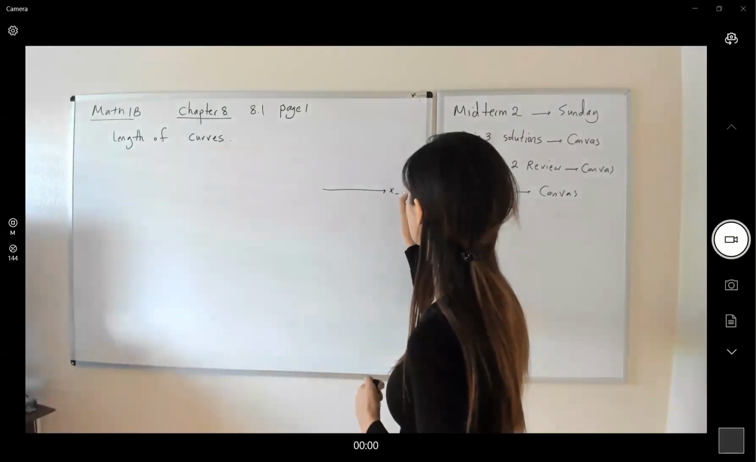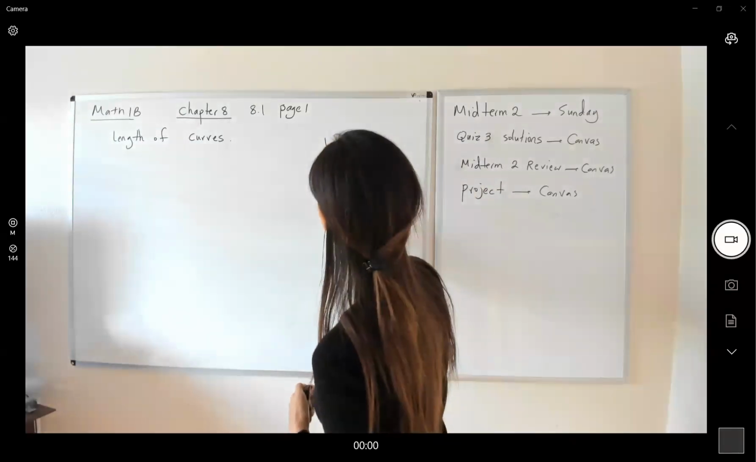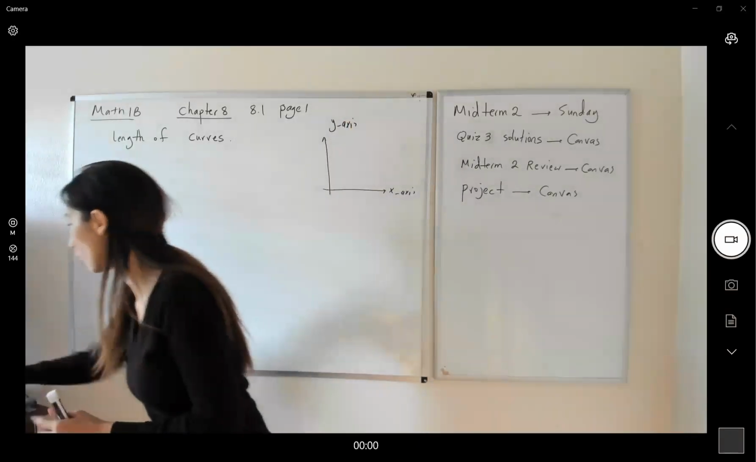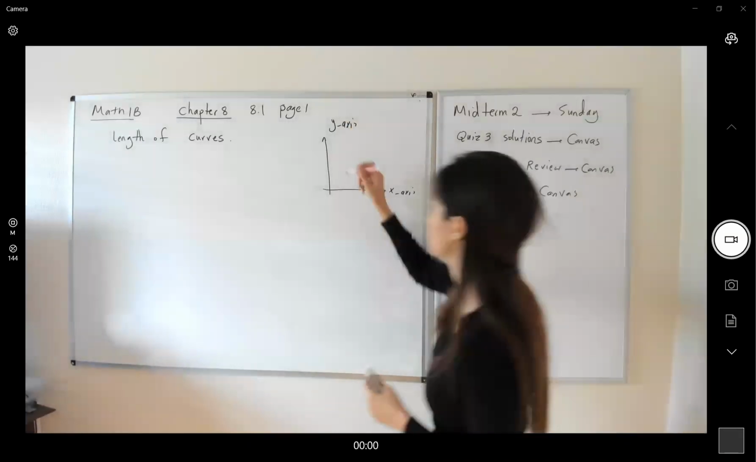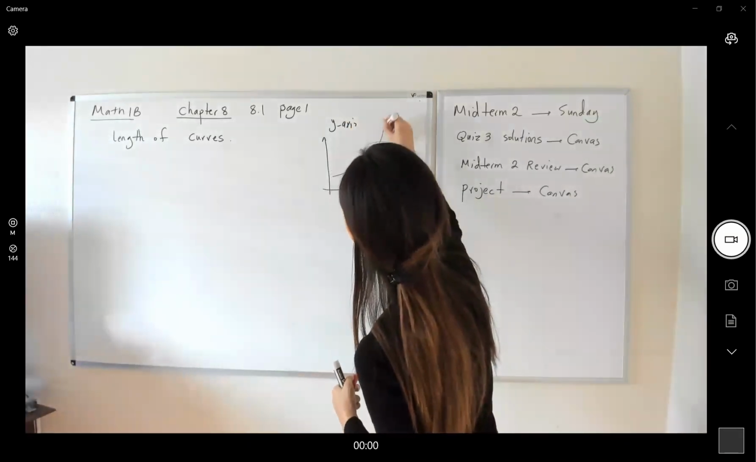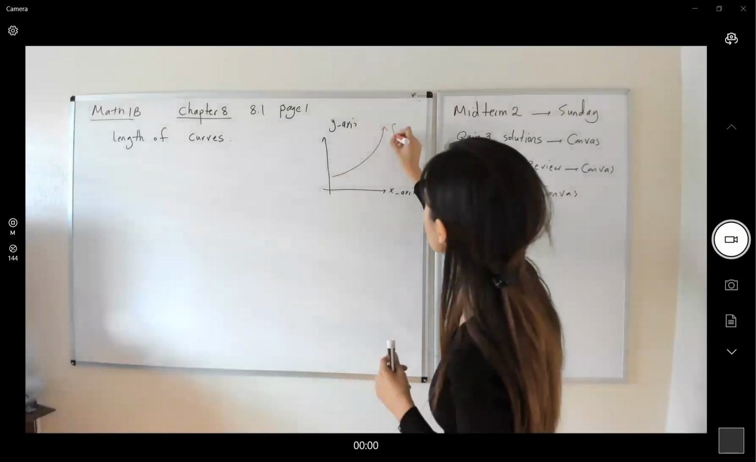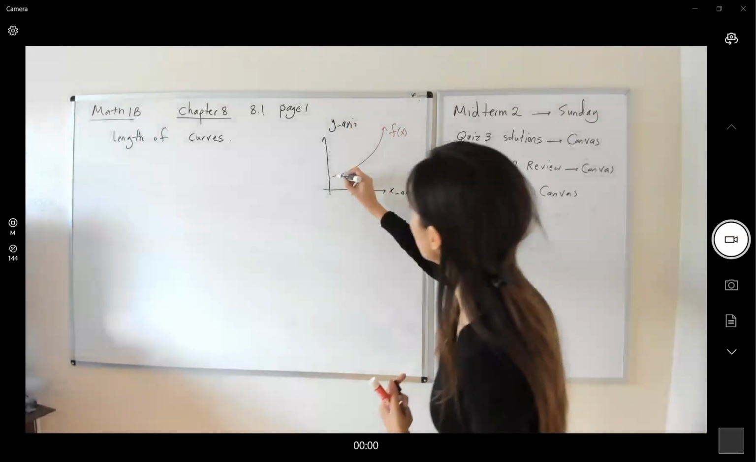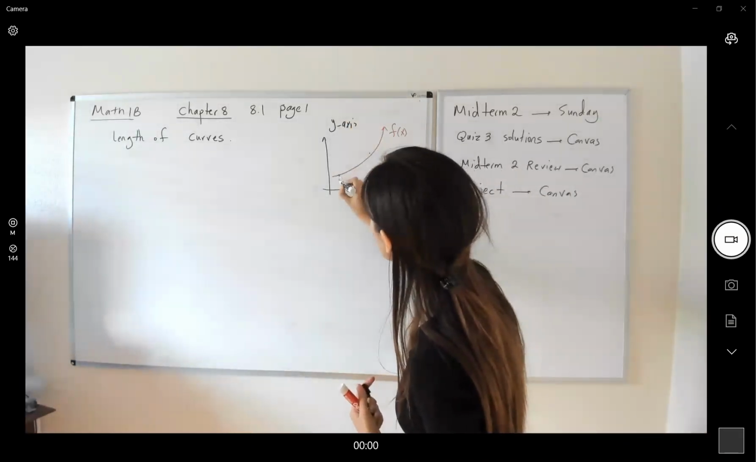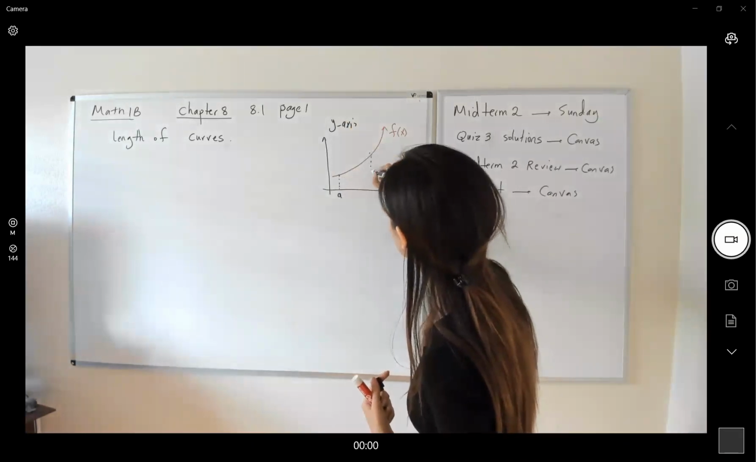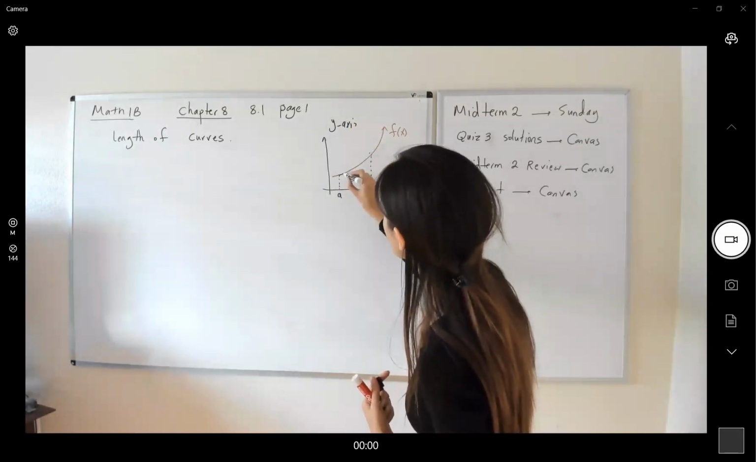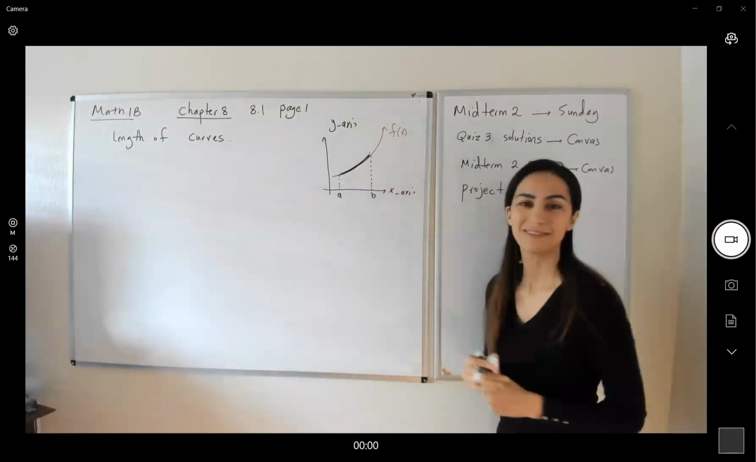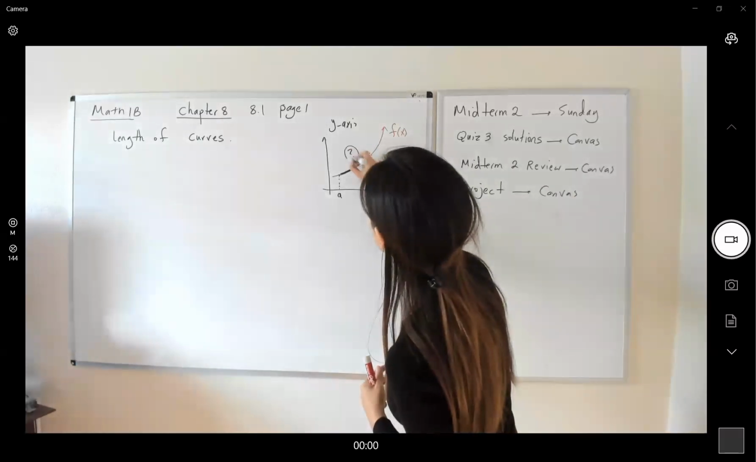This is your x-axis. This is your y-axis. And suppose the graph of the function is given like this. This is function f of x. Suppose you want to know what's the length of this graph between A to B. What is this length here? What is this measurement here? So what is this length?